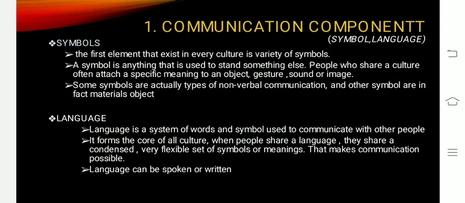First is the communication component. Symbols. The first element that exists in every culture is a variety of symbols. A symbol is anything that is used to stand for something else, and people who share a culture often attach a specific meaning to an object, gesture, sound, or image. Some symbols are actually types of nonverbal communication, and other symbols are in fact material objects. When we say symbol in the sociological perspective, as long as a person or people in the society can recognize the representational meaning, it is a symbol.